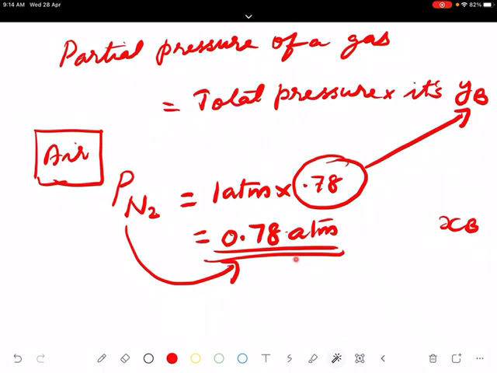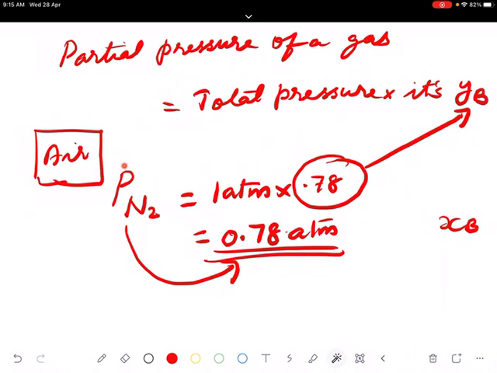Now nitrogen in a cylinder will have a different partial pressure. Suppose we have a mixture of gases, nitrogen and oxygen, in a cylinder. Total pressure will not be 1 atm. This is open sea level. In that cylinder, total pressure will be different, its mole fraction will be different, so its partial pressure will be different. What I have written is for open air at sea level, not on a hill station.